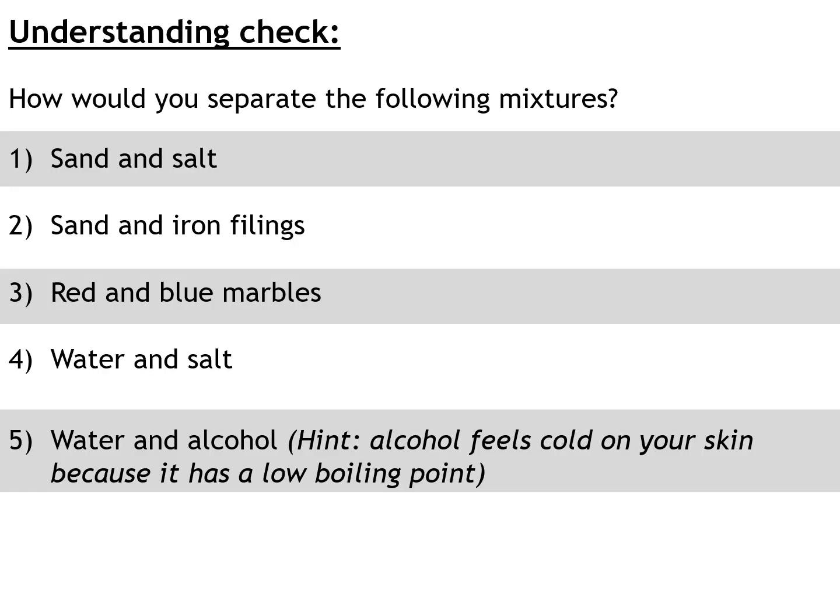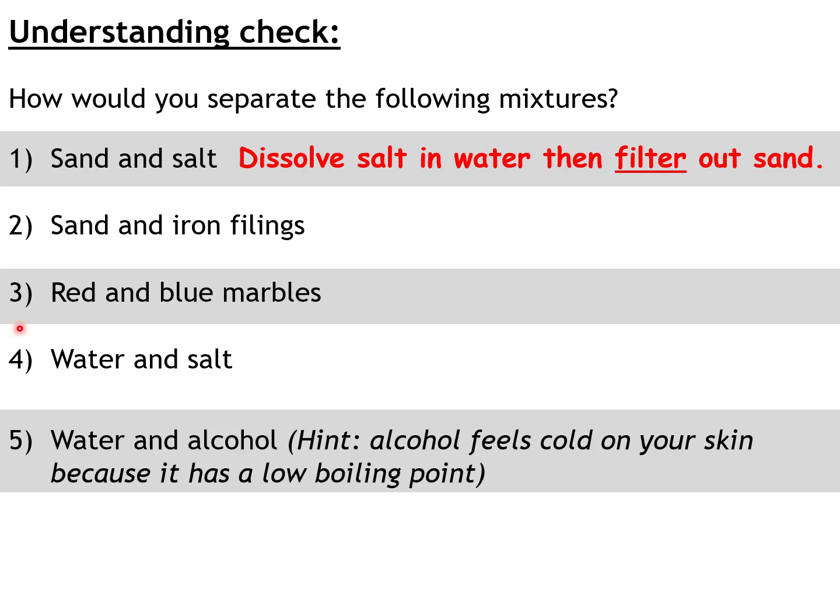All right, so now we've got an understanding check. So again, pause the video and see if you can figure out how you would separate these mixtures and then see if you're right. So the first one, sand and salt. All right, so the physical property that's different here is that salt is soluble in water, but sand is not. So you can just dissolve the salt, put them in a beaker of water, and then filter out the sand.